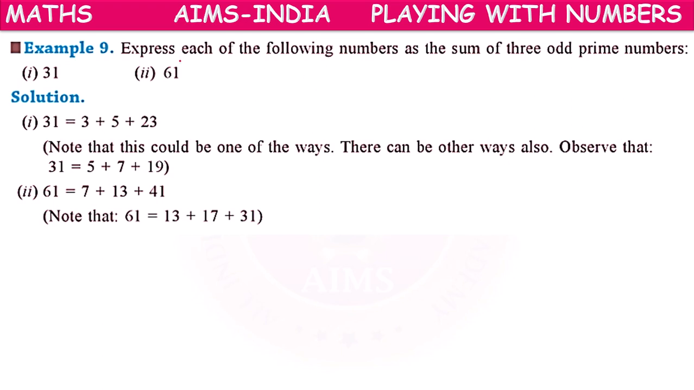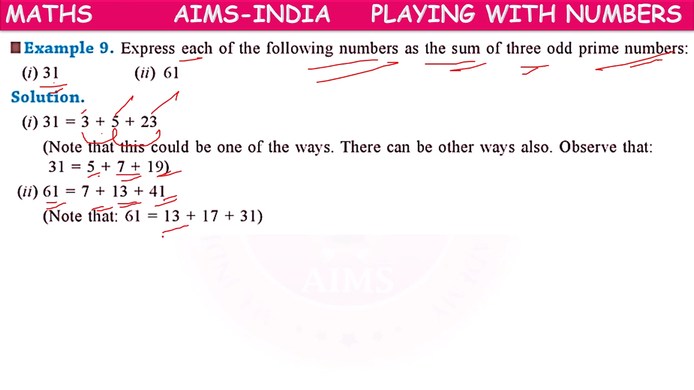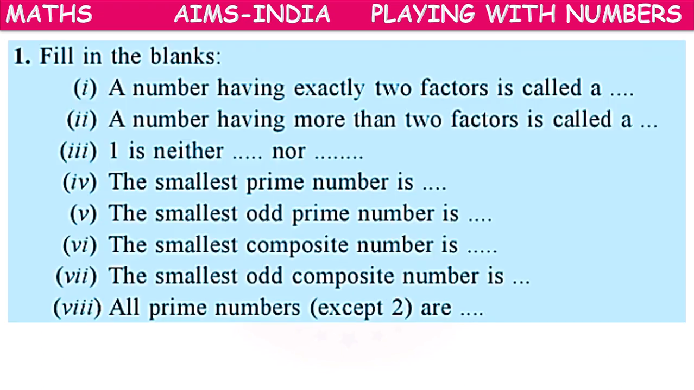Here, express each of the following numbers as the sum of 3 odd prime numbers. Sum of 3, 31: 3 plus 5 plus 23. 3 is prime, 5 is prime, 23 is prime. All 3 are odd numbers. Sum of 3 odd prime numbers. It can also be written as 5 plus 7 plus 19. Even 61 also: 7 plus 13 plus 41, or 13 plus 17 plus 31. Like this, in so many ways we can write.